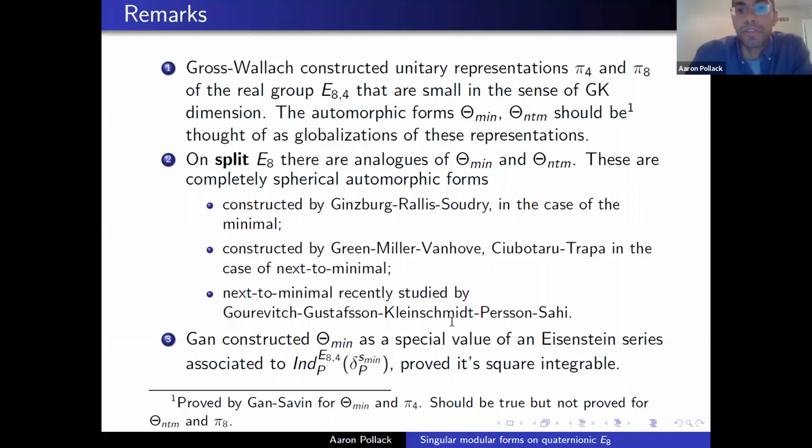So where do these automorphic forms come from? How do you construct them? They're constructed as special values of Eisenstein series associated to a degenerate character, a character of this parabolic P. Gan constructed this theta min and proved that it's square integrable, constructed as a residue of an Eisenstein series.